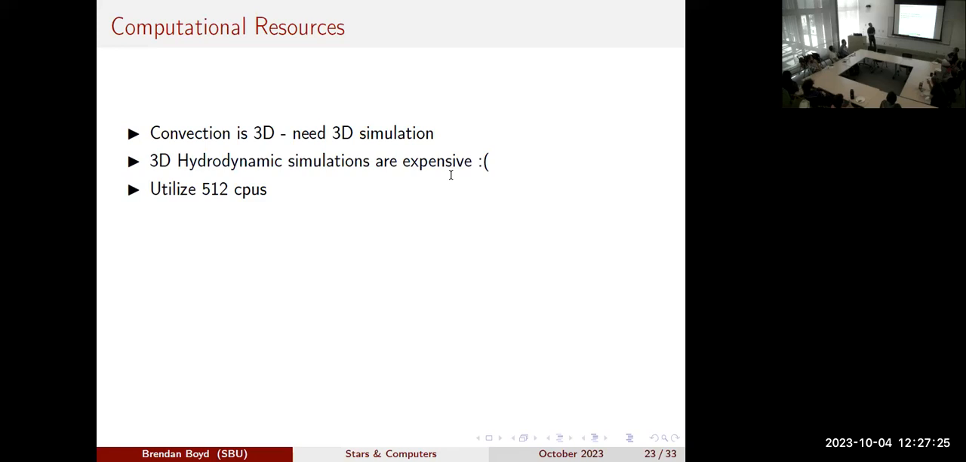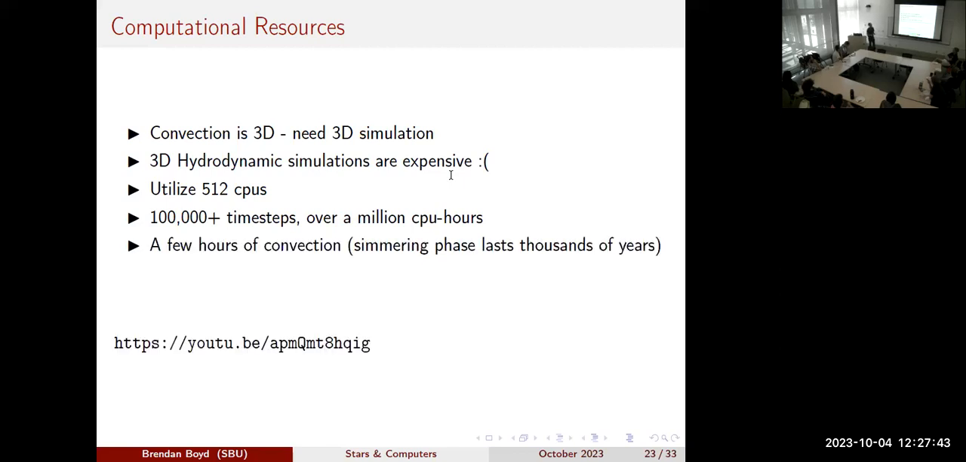So the simulations that I was showing utilize 512 CPUs. They've been running for over 100,000 time steps. That's accrued over 1 million CPU hours. Luckily, we have grants and stuff. Thank you. So, what does this get us? It gets us maybe a couple hours of convection. The simmering phase lasts for thousands of years. We are looking at just a tiny little snapshot into the span of this lifetime.